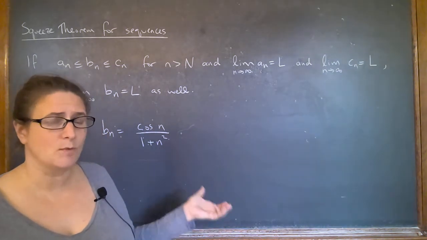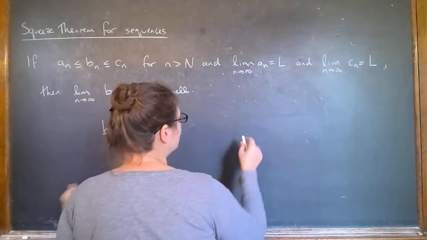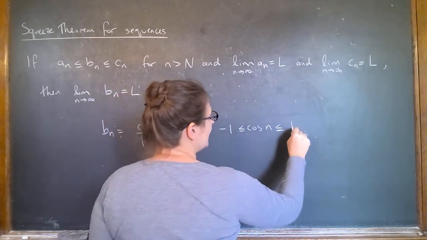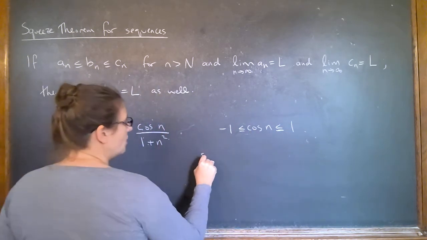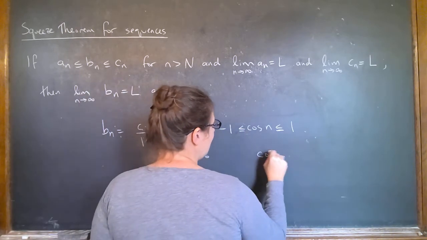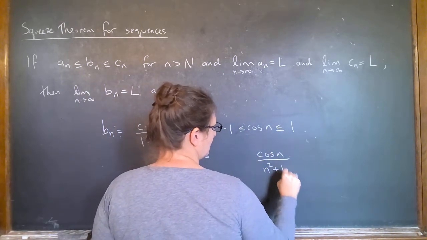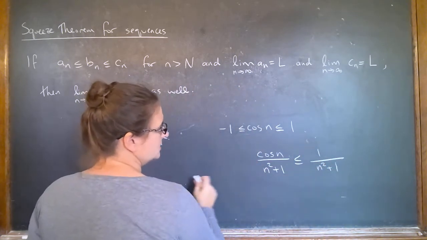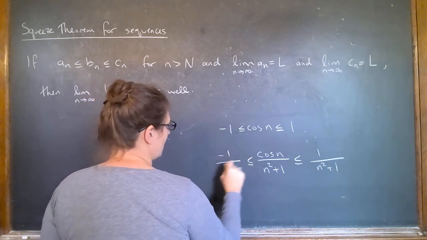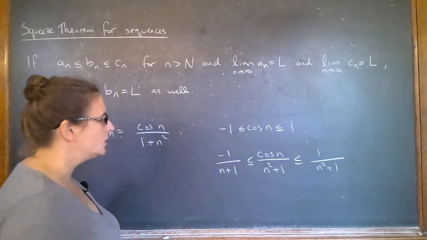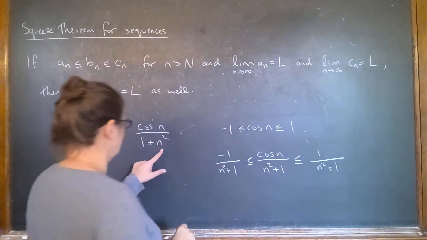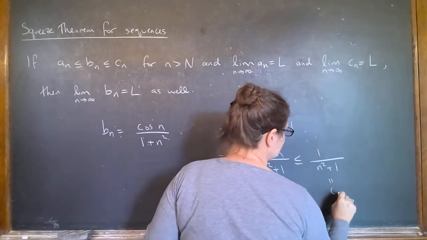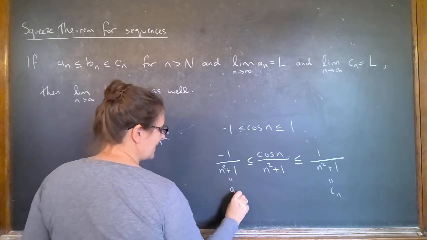So a very easy way of showing this is to notice that whatever we know about cosine n, it's bounded between -1 and 1. So my function bn here is bounded between 1 over n squared plus 1 and -1 over n squared plus 1, right? So this guy is my cn, this guy is my an.